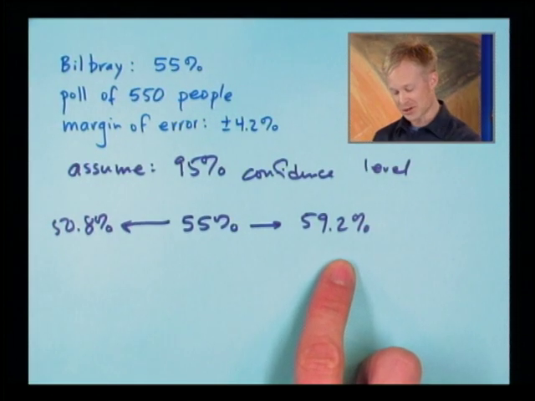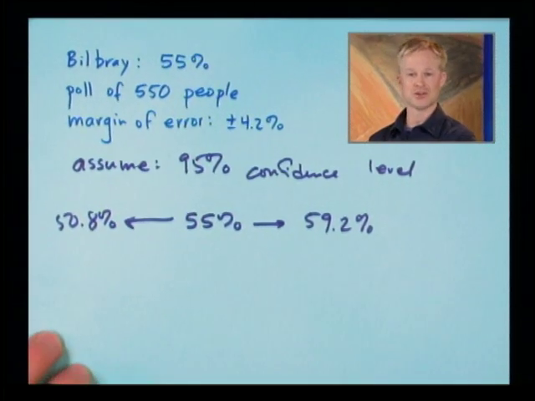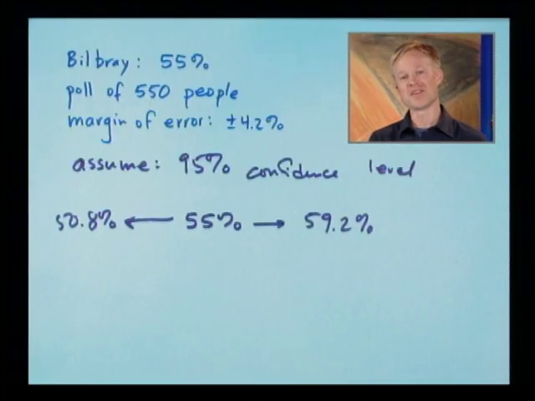I wrote it down here. The actual result was 53.3, so it was definitely within these boundaries. So that makes their survey seem sound. Now, there's a couple interesting things about how they figure out this margin of error. For example, how did they get it?